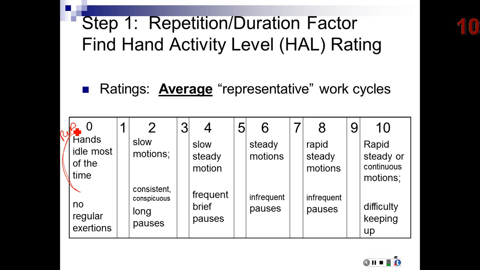So as you're observing an employee, you're simply rating them 0 to 10. If you want to bring in the duration factor, the bottom one is the duration of exposure. You go from a value of 0 of no regular exertions up to, for example, an 8, which is you have rapid steady motions but infrequent pauses, and then 10 they're working so fast they have difficulty keeping up. Okay, so you're rating while observing. If you want to pick a number in between, it's not quite 0, not quite 2, a 1, you can do so. So the definitions or the text tie-ins to the scale are meant to direct you to a better defined rating.